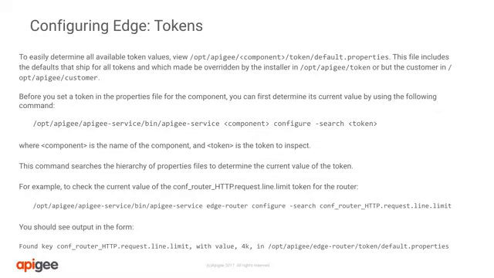You can determine all available tokens by viewing the default.properties file for each component. This file is located in /opt/apigee/component-name/token. Any token here can be overridden. Before overriding the token, you can determine the currently configured value by using apigee-service, providing the component name, configure -search, and providing the token name. This command searches the properties file hierarchy to determine the current value. In this example, we check the HTTP request line limit for the router component, and we can see that the current value is set to 4K.